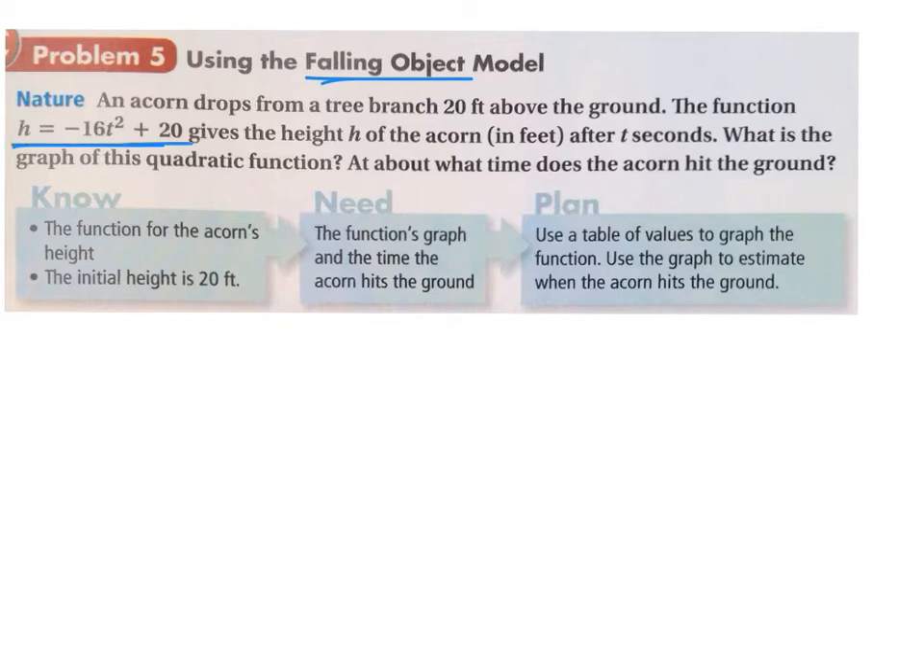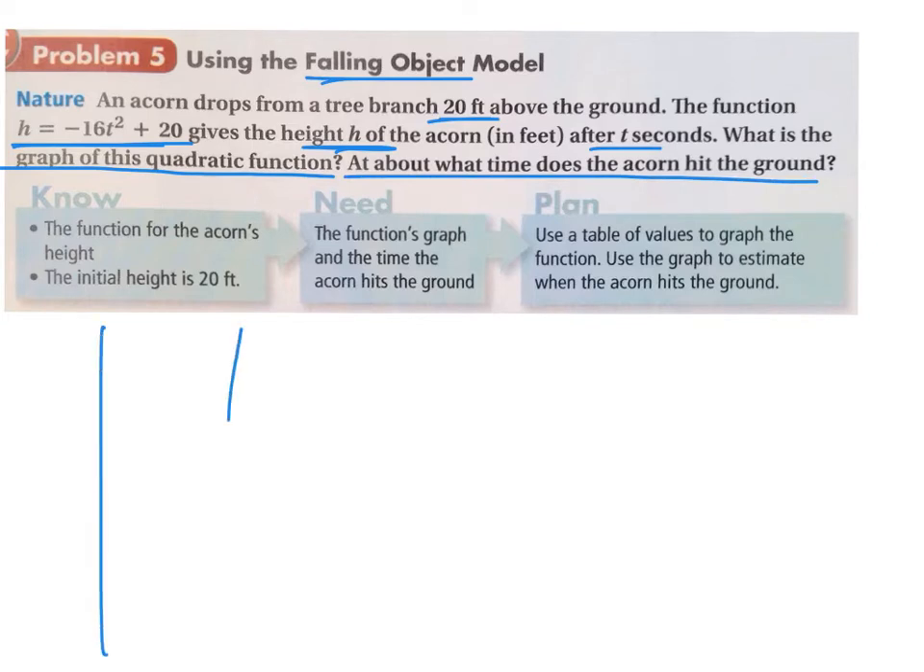They give us the equation, and they're saying that the acorn drops from a tree branch 20 feet above the ground. They give us the function. They say height and t for time are the variables. And they want to know the graph, and they want to know what time the acorn hits the ground. So the first thing they want to know is the graph. Okay, so I told you that you can graph anything under the sun as long as you know how to make a table. So let's make a table.